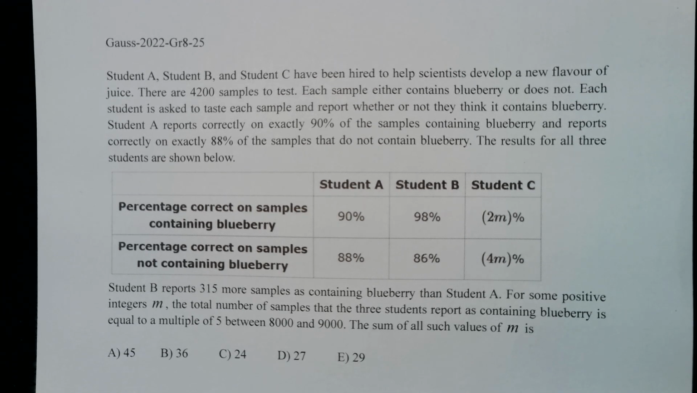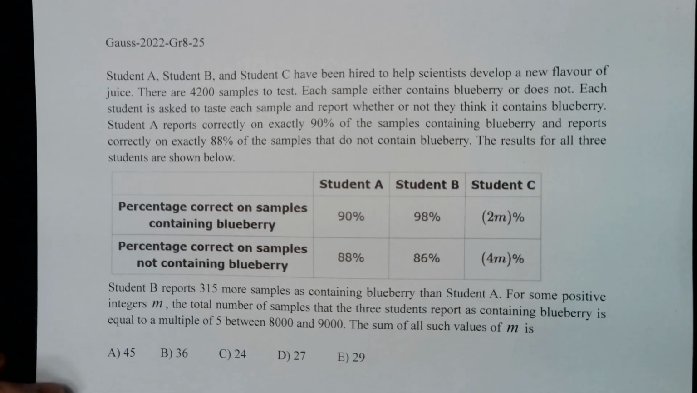Student B reports 350 more samples as containing blueberry than student A. For some positive integer m, the total number of samples that the three students report as containing blueberry is equal to a multiple of 5 between 8,000 and 9,000. The sum of all such values of m is going to be our answer.